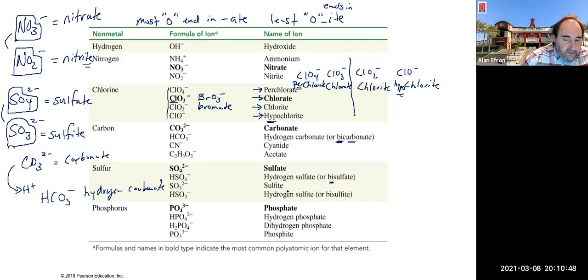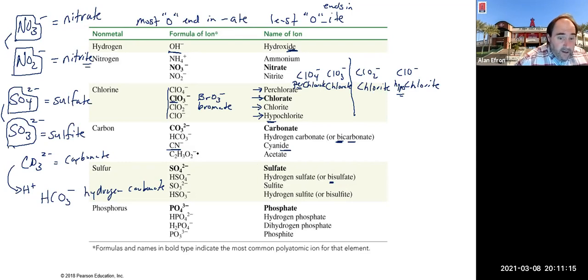Instead of hydrogen sulfate, that "bi" prefix is sometimes used. A vast majority of these polyatomic ions will end in -ate or -ite, but there are some that end in -ide, like OH minus, which is hydroxide, and CN minus, which is cyanide. But a good majority of them will end, like I said, in either -ate or -ite.